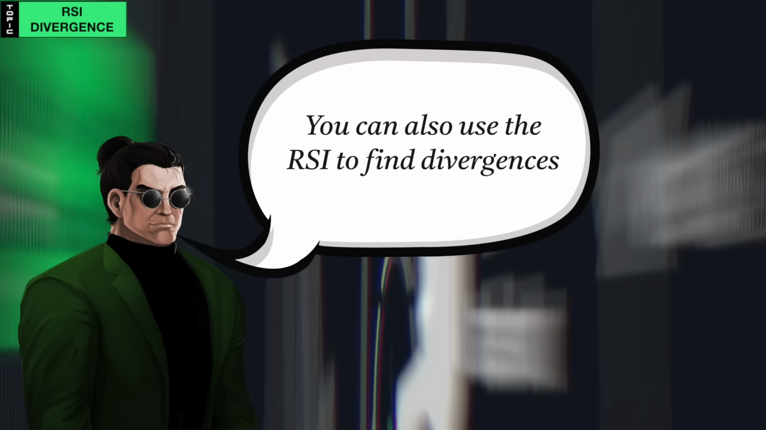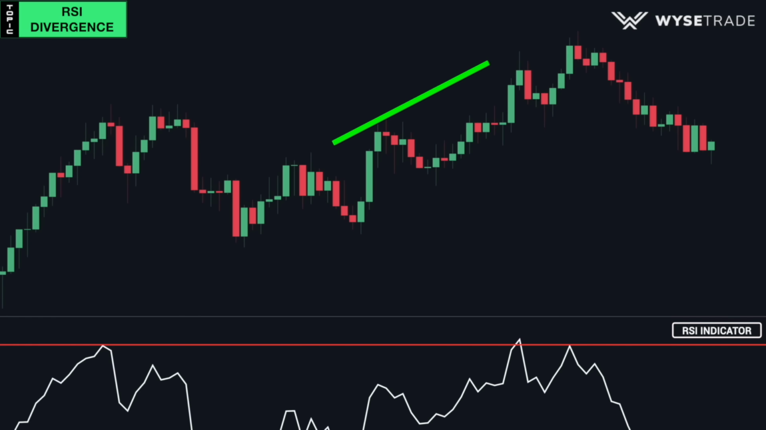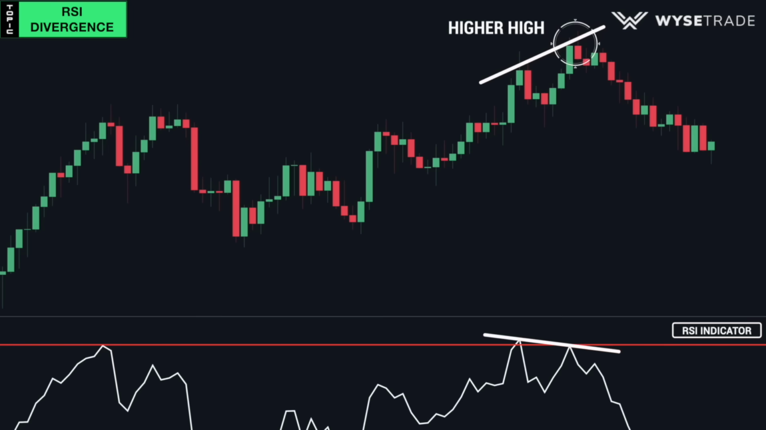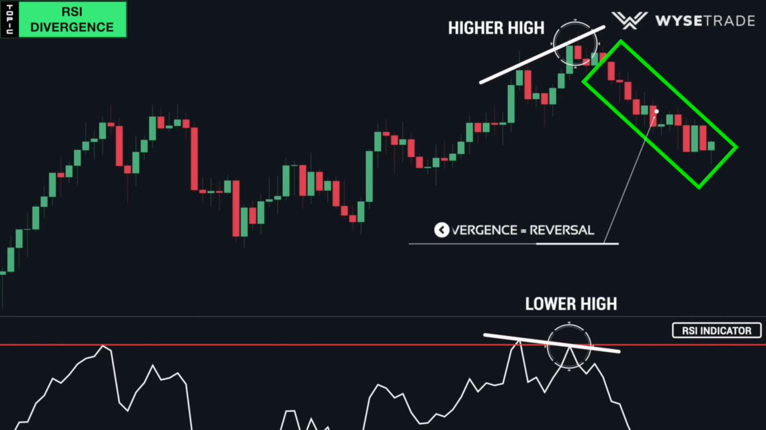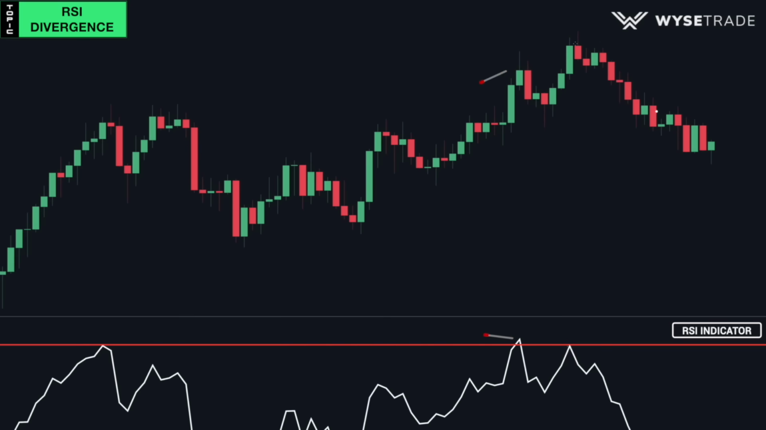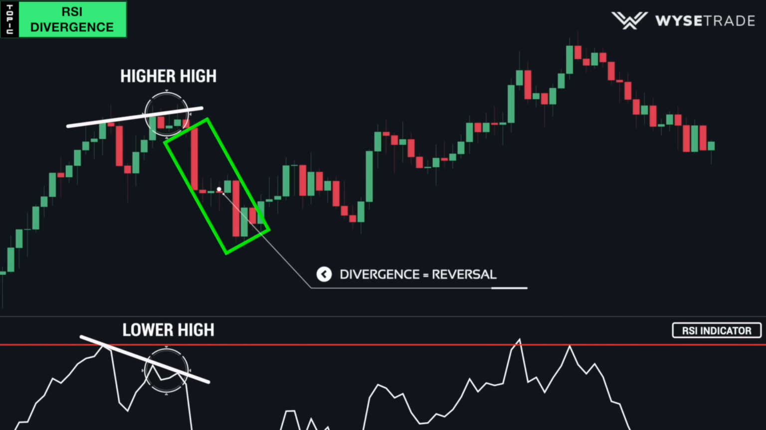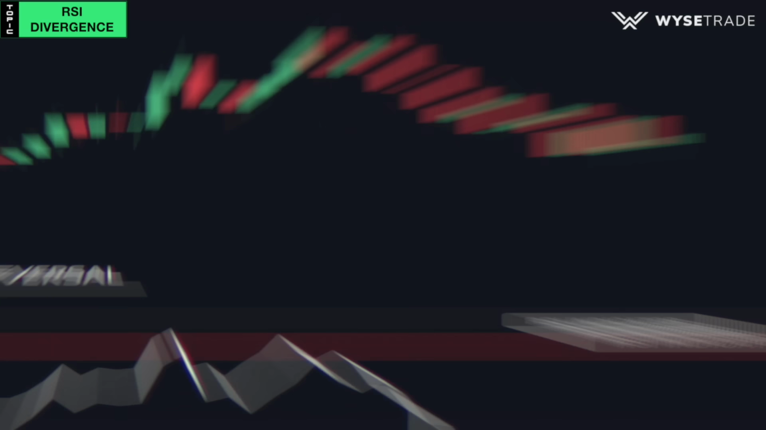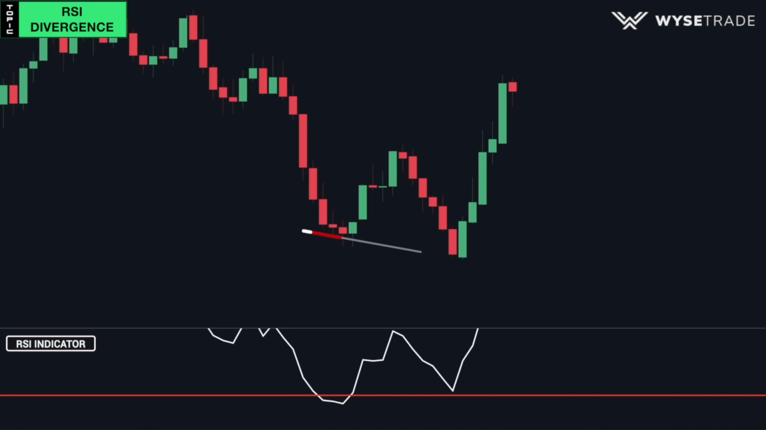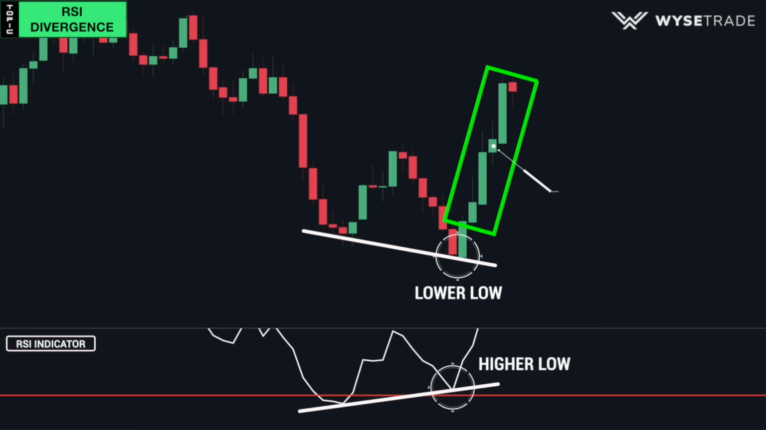So you can also use the RSI to find divergences. In this uptrend here, price made a higher high, but on the RSI, it made a lower high, which created a divergence and resulted in a reversal of price. Again to the left, price made a higher high, whereas the RSI made a lower high, which created a divergence and resulted in a reversal of price. So going in the opposite direction, in this downtrend, price made a lower low, whereas the RSI made a higher low, which created a divergence and resulted in a reversal of price.